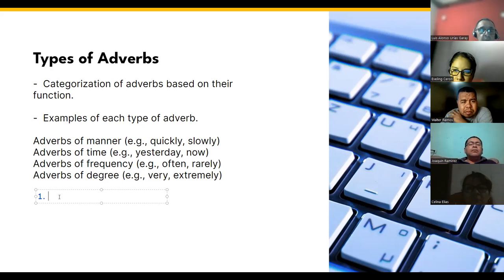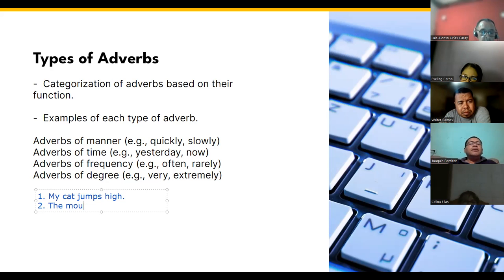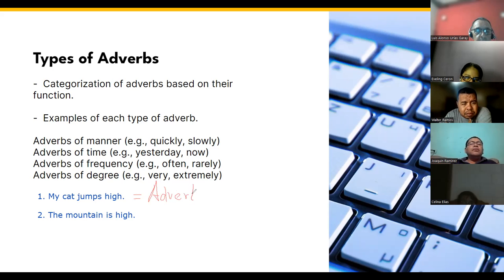Jump. Okay, so we can say my cat jumps, and then you can say high. Check this out: the mountain is high. We have the same word here, but let's do an exercise. Ask yourself the question: what is high in this case? Jumps high. This is an adverb because it's talking about jumps, which is the verb.